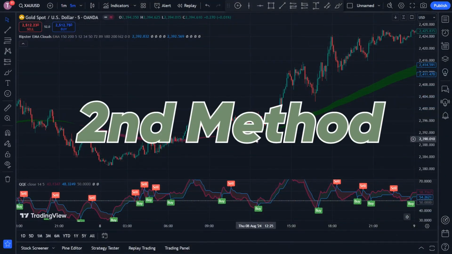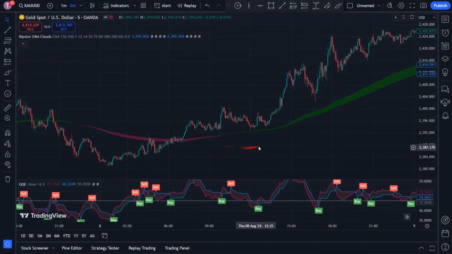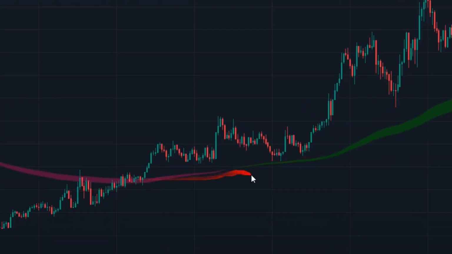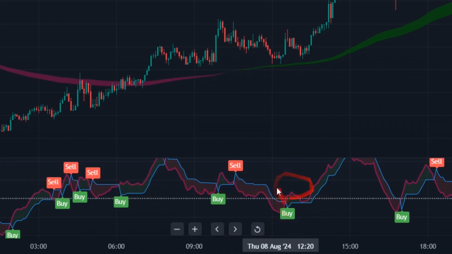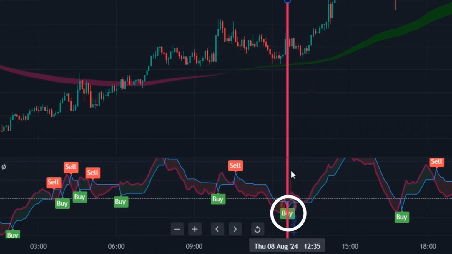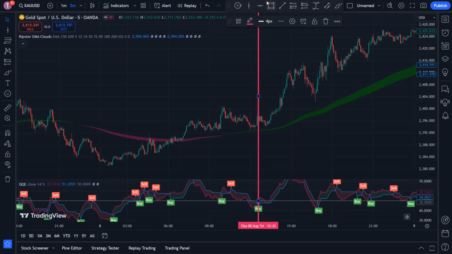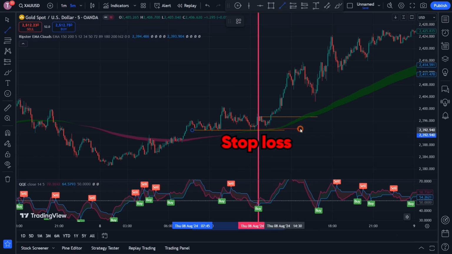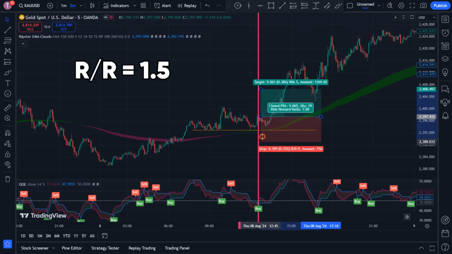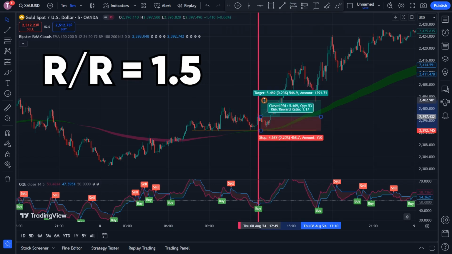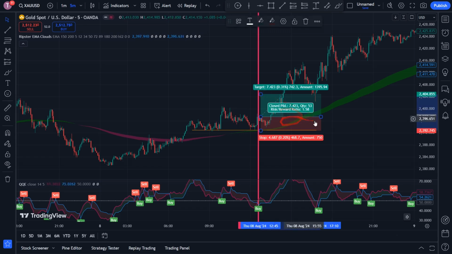Now I need to explain the second method to enter the trades. First, we need to look at the EMA clouds and wait for the cloud shown by this indicator to change color from red to green. After this color change, we should check the QQE indicator and look for a buy signal there. By finding that, we actually find our entry point for the trade. Now we just need to set our stop loss slightly below the last swing low. For the take profit, we should also consider a risk-to-reward ratio 1 to 1.5. After that, we need to wait for the market to reach our take profit level.